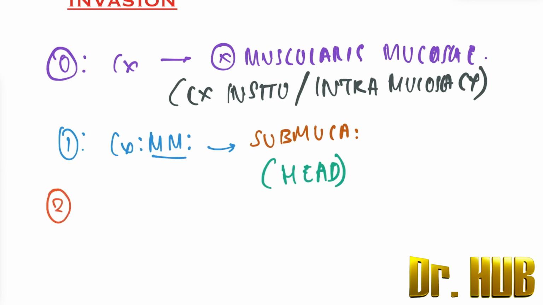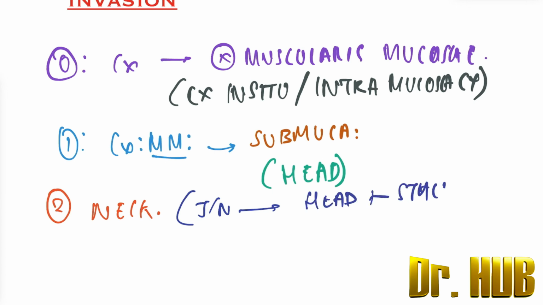Then we look at level 2. Level 2 is the carcinoma that invades the neck of the polyp. So this invades the neck. 2 means it is the neck of the polyp, and this is nothing but the junction between the head and the stalk.